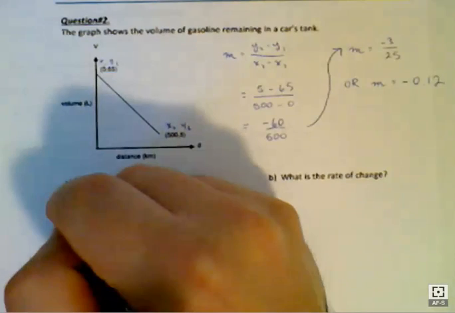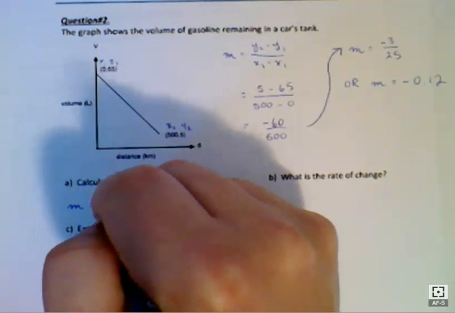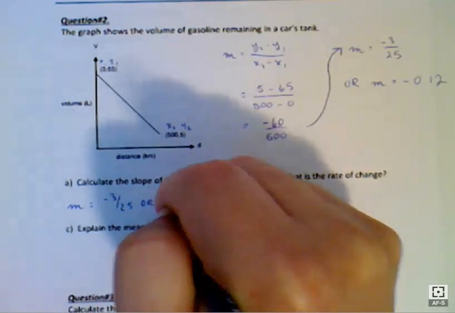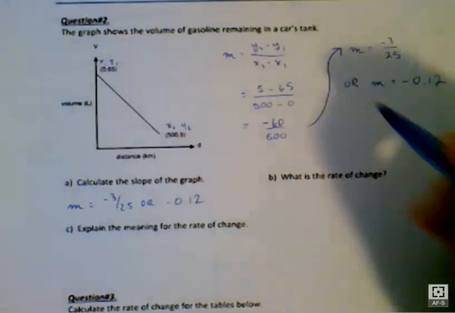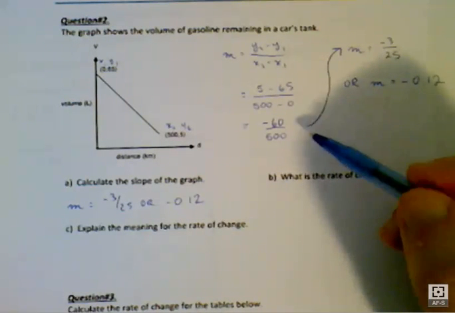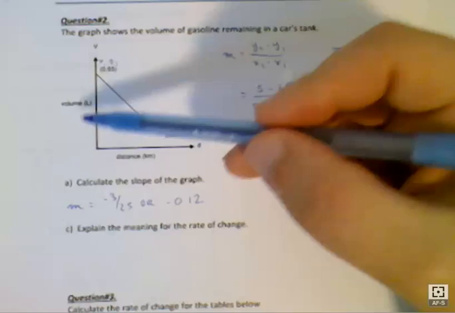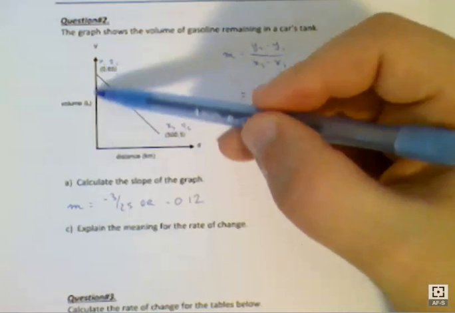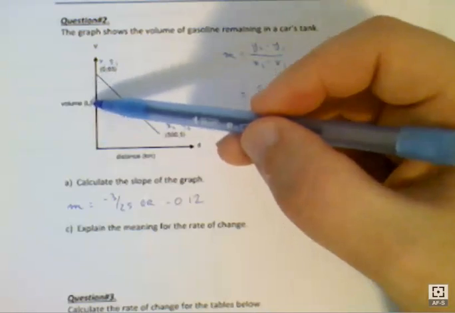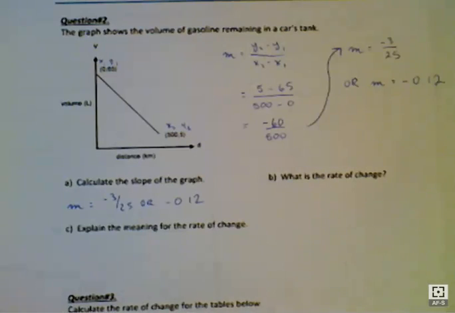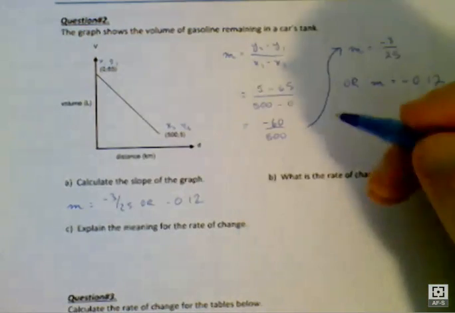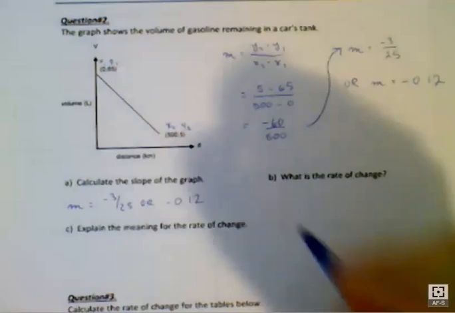So we found the slope, minus 3 over 25, or minus 0.12. What is the rate of change? Well, we divided using our slope. We divided the rise by the run. The rise corresponds to the change in y values, which is our volume. It's a change in volume over the run, a change in distance. So here we divided volume by distance. So I'm going to write this two ways.